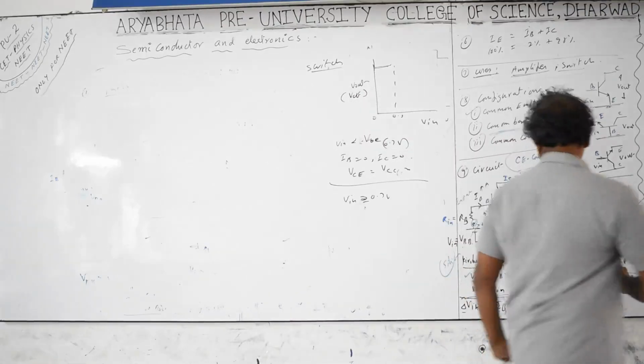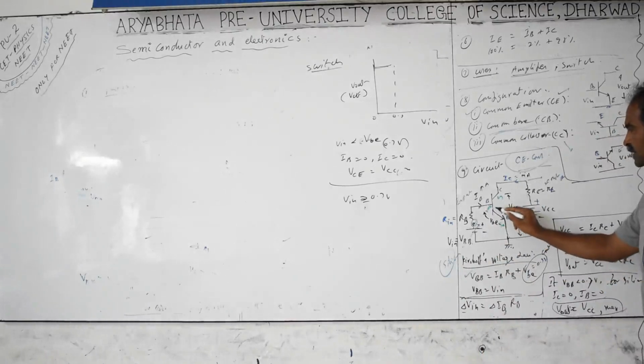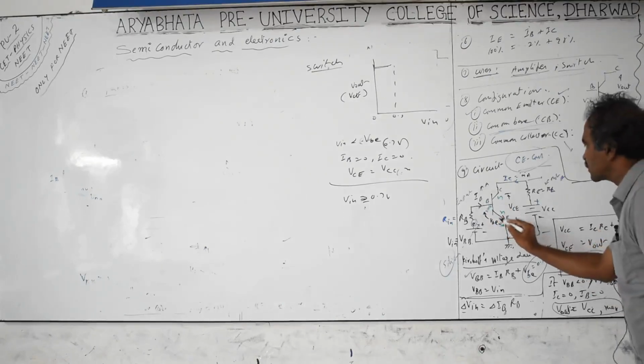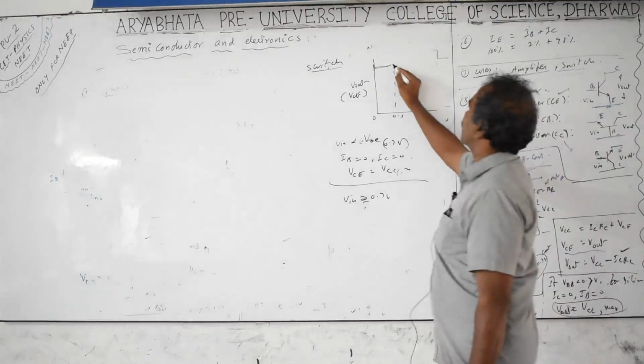When IB is passing here, whenever that IB is increasing, as you have taken a forward bias diode, then IC also increases. Whenever this IC increases in this expression, this part increases, VCC is a fixed battery voltage, so this whole voltage decreases. That means VCC minus ICRC decreases. As IC increases, the output voltage decreases.